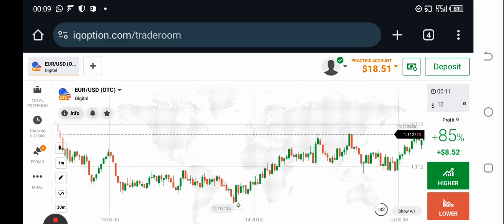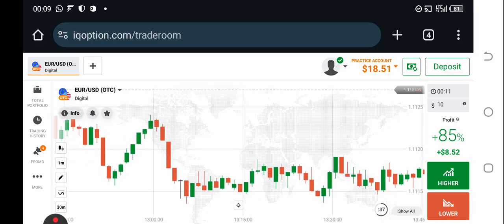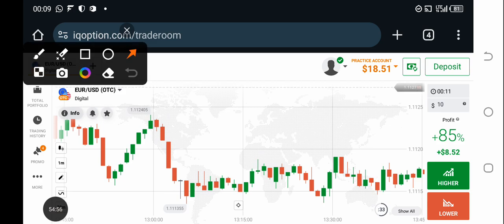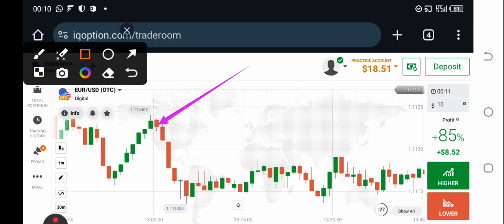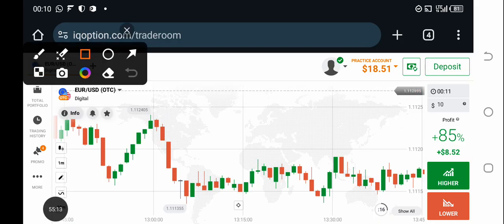In a perfect hanging man, the wick has to be below. It has to be inside. This is a hanging man. You can see this is a hanging man candlestick. Okay, it is a hammer that will appear in an uptrend like this. Okay, this is a hanging man.